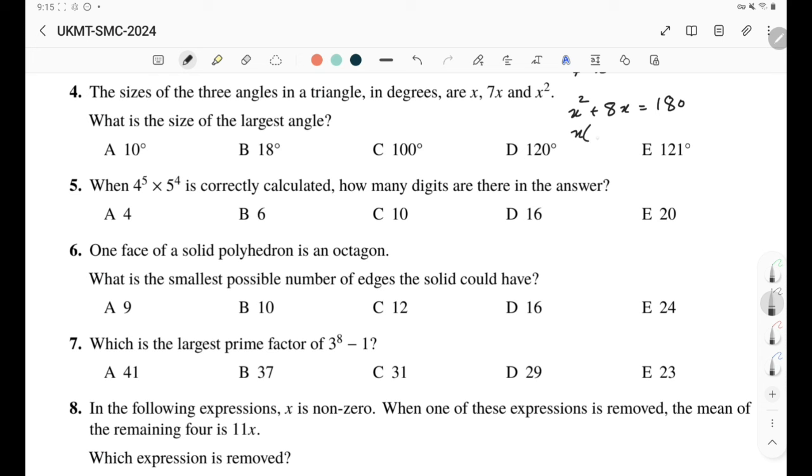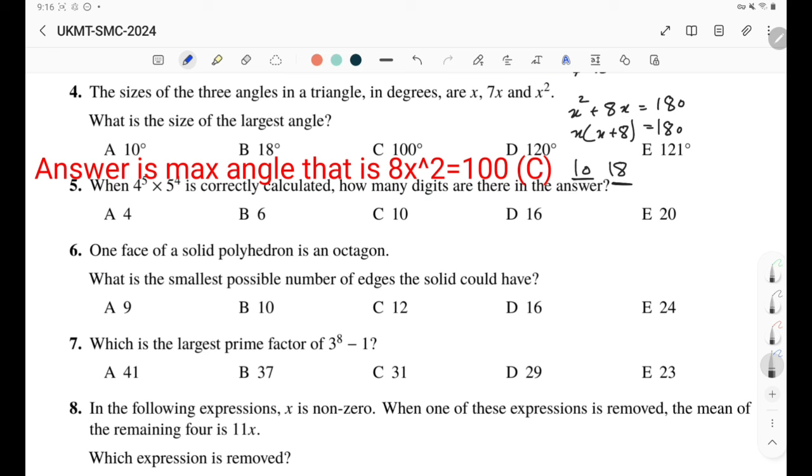You can actually just do this: x times x plus 8 is equal to 180. And you can try to guess what the number x is. You can easily see that 10 is the answer, because 10 times 18 is 180. You just need to find 2 numbers whose product is 180, and they only differ by 8. So this is your best choice. Of course, that means that x is just 10.